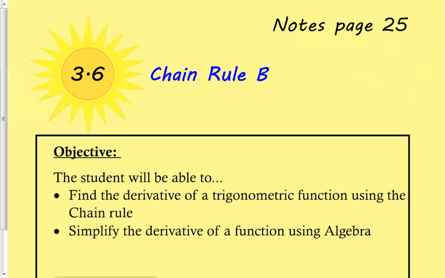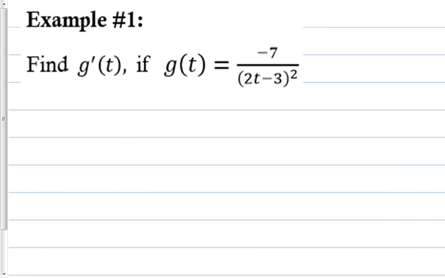Okay, 3.6b, chain rule. Let's see, example 1, find g prime of t if g of t is equal to -7 over (2t minus 3) quantity squared. Okay, so not everything is a quotient rule. I would like to remind you, sometimes you do just have to rewrite stuff.